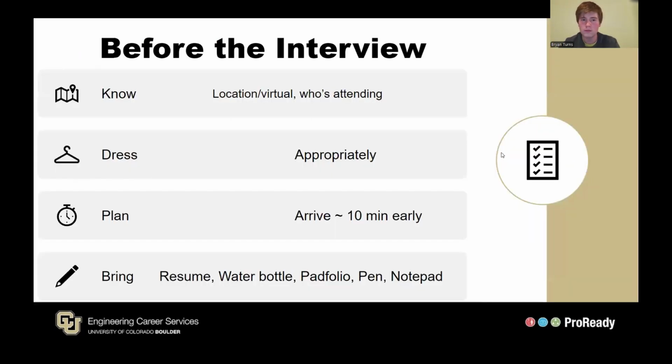Before the interview, make sure you know where you're going. Make sure you're dressing appropriately. Make sure you arrive a little bit early, that way you don't have any risk of things going wrong. Bring your resume, water bottle, pen, notepad. Probably bring your laptop too, just in case.